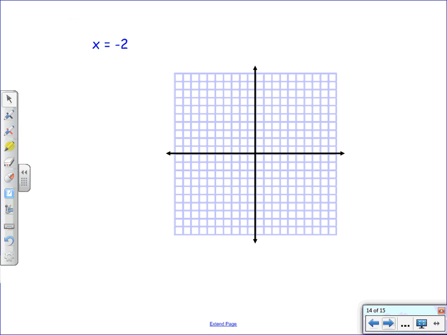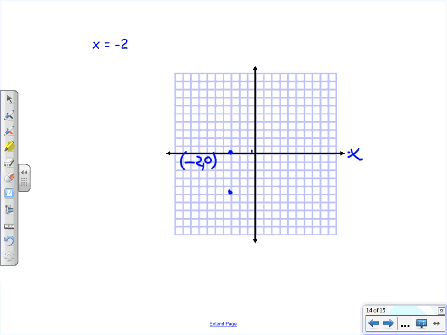Here we have x equals -2. That means that x is -2. x is always, this is where it's going to cross, x equals -2, right? So where is the x? Are we going to have an x-intercept? Yes, it's going to be right here at -2. -2, 0. That's our x-intercept. All right? x is always -2.